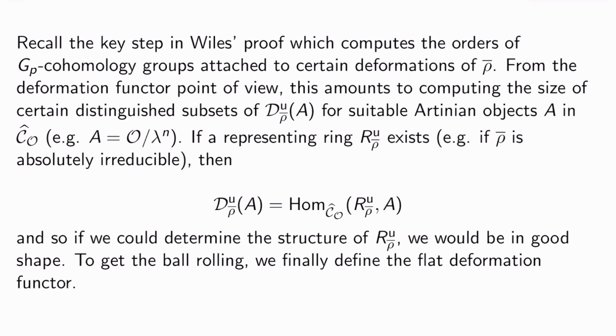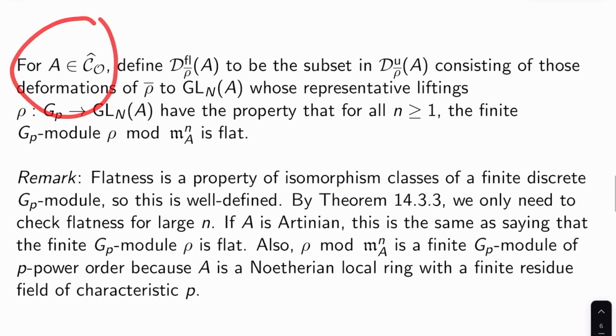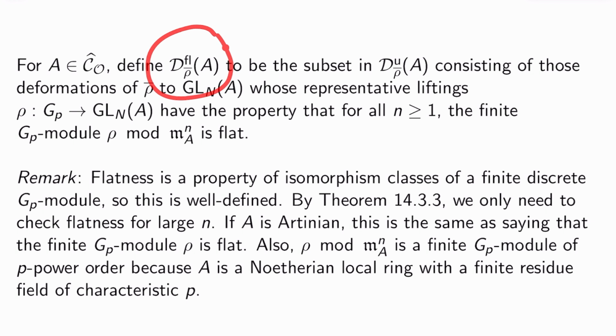In order to do this, we will finally have to define the flat deformation functor, which I'm going to do now. For an object A in my category C hat O, define D^flat_rho bar of A to be the subset inside D^U_rho bar of A, the full deformation problem, consisting of those deformations of rho bar to GL_n of A whose representative liftings rho from G_p to GL_n of A have the property that for all n greater than or equal to 1, the finite G_p module rho mod m_A^n is flat, where m_A is the unique maximal ideal of A. So we're basically looking at flat deformations.